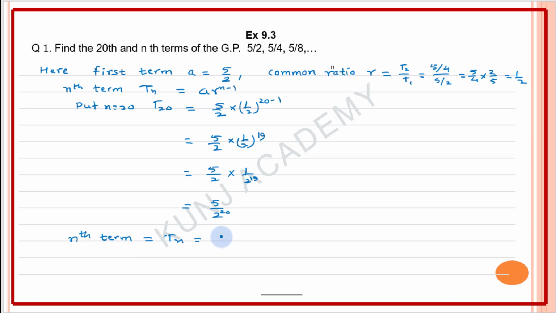Nth term: Tn is equal to ar^(n-1) is equal to, a is 5 by 2, r is 1 by 2 power n minus 1, is equal to 5 by 2 into 1 by 2 power n minus 1, 5 upon 2 power n. Answer.